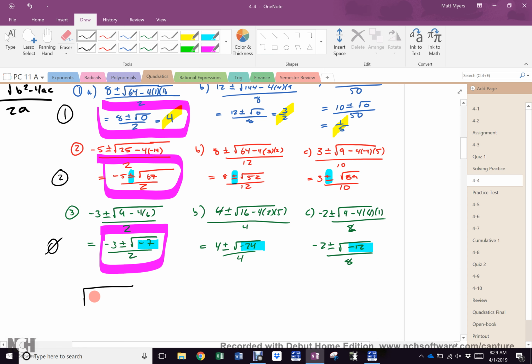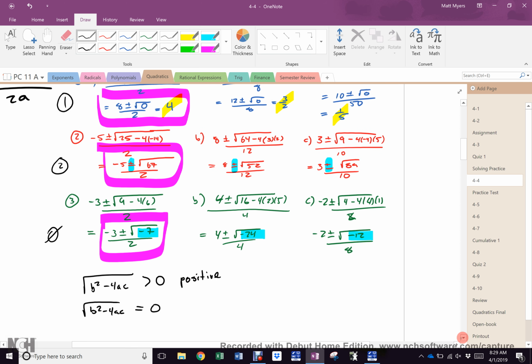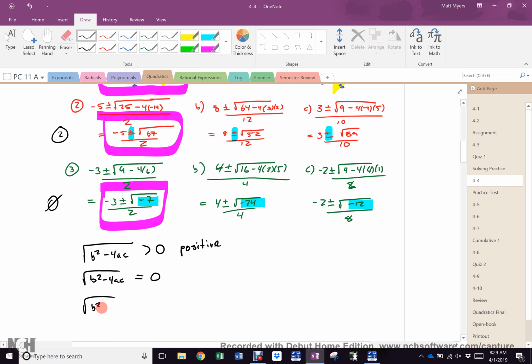Square root, here, the b squared minus 4ac has 3 options, doesn't it? It can be greater than 0, which would make it positive. Yes? It could be equal 0. Or it could be less than 0, which would make it negative. Now, how does this help us?